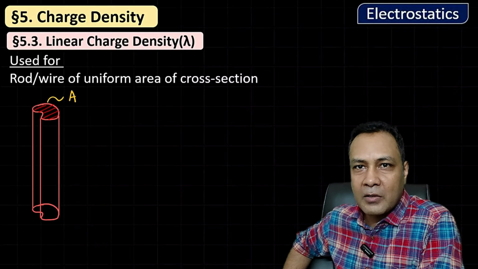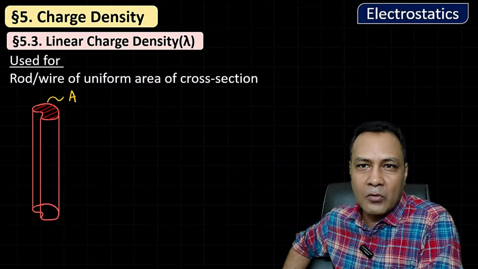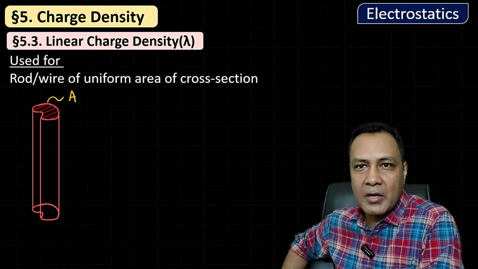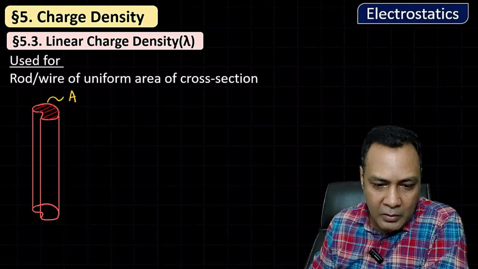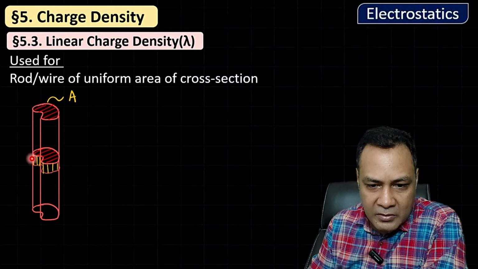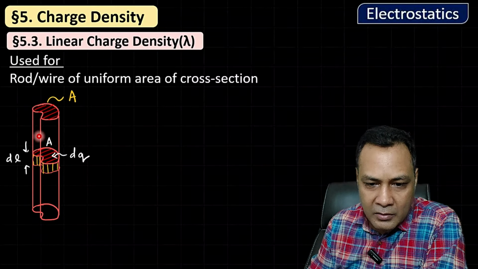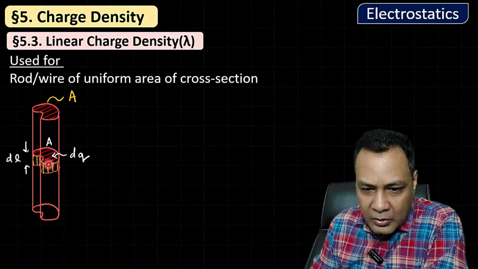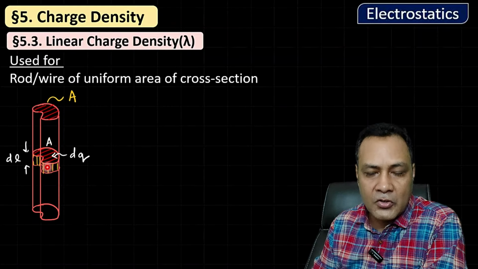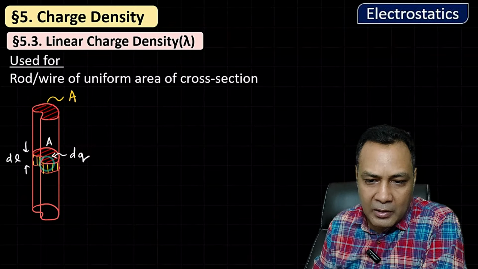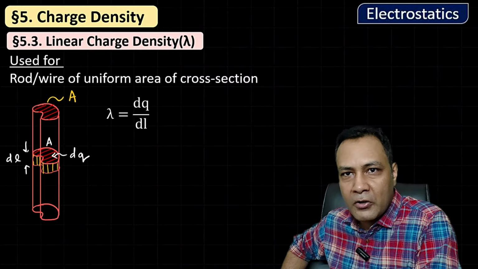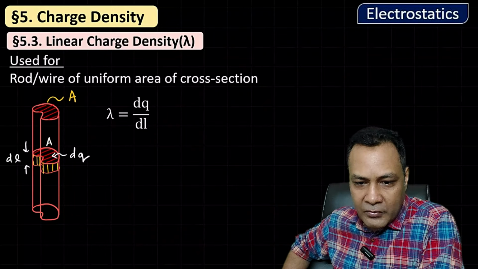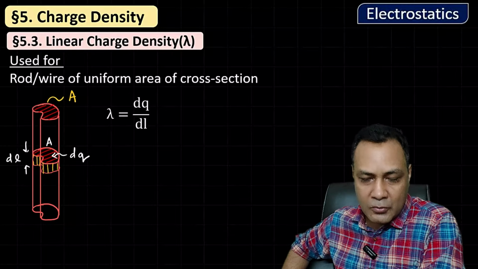Suppose this cross-section has an area A. And like we have defined volume charge density as charge per unit volume, and surface charge density as charge per unit area, the same way linear charge density is the charge contained per unit length. So I take a small length, say dl, and in this length the total charge contained is dq. So at this location, the linear charge density is the charge contained dq per unit length dl, so dq by dl.